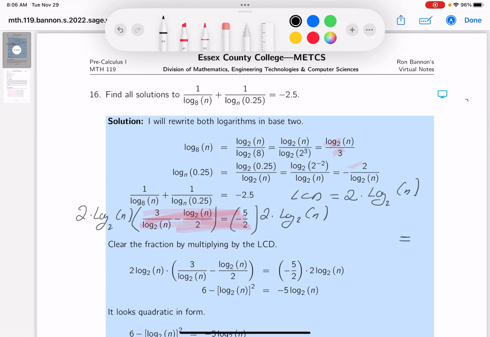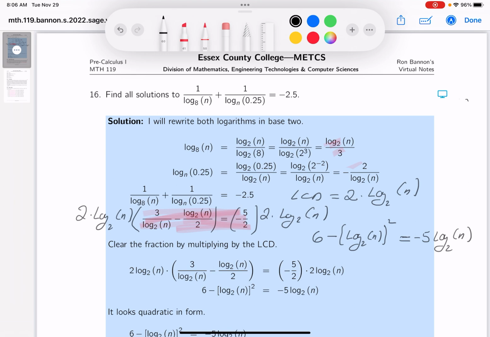The right side is pretty easy, by the way. What are you going to get? You're going to get minus 5. The 2 cancels, you get log base 2 of n. Okay, let's do the left side now. A little more difficult. You're going to get 6 minus, well, the 2 cancels off, but then I get a square. And what square do I get? Log base 2 of n. That whole thing is being squared.